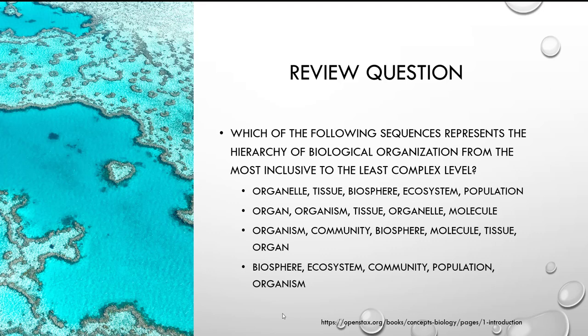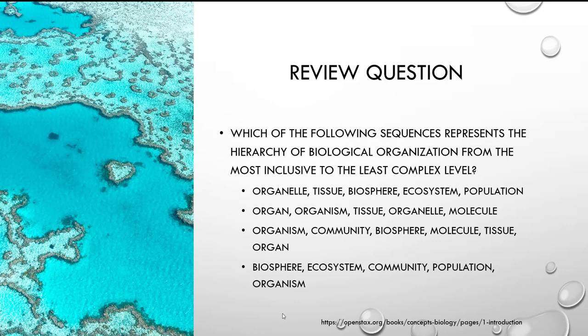And then here's another review question. Which of the following sequences represents the hierarchy of biological organization from the most inclusive to the least complex? So what does inclusive mean? It includes all, to least complex. Okay, that's the smallest. So which one's the most inclusive to least complex?